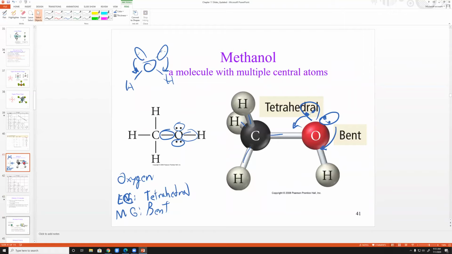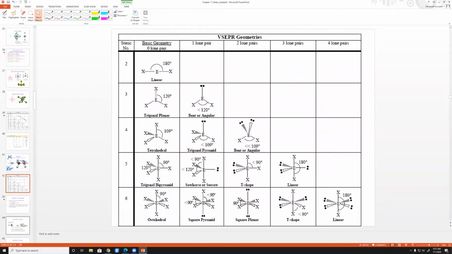Okay, are there any questions on shapes? I'll bring the chart up. Because believe it or not, we're almost done. We just need to go over polarity, and then that's really it for chapter 11. That's going to be on the exam.